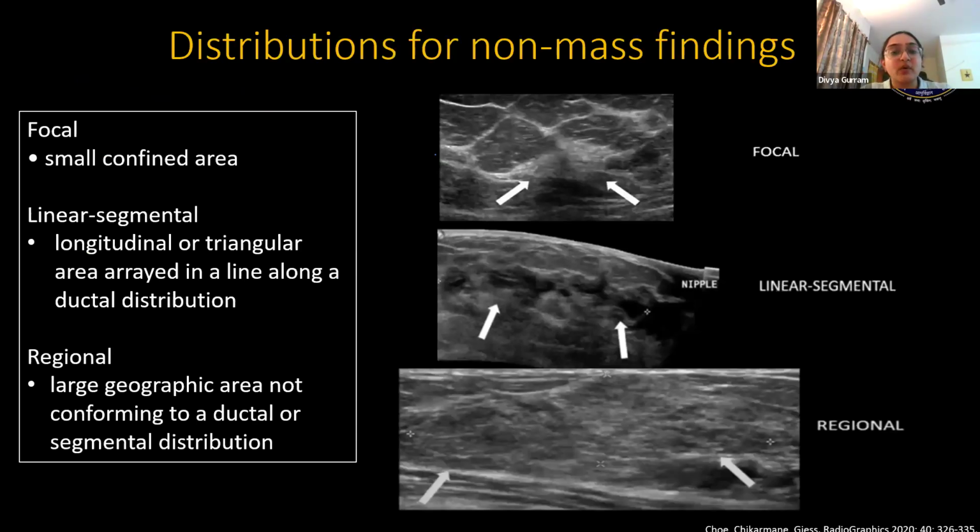And as I've spoken about in various classification systems, the distributions can vary. They may present as focal, small, confined areas, as seen in this illustration on the top, where we have a predominantly hyperechoic irregular area confined to a small breast tissue. And we have the linear pattern, where it is a longitudinal area, or the segmental pattern, which is a triangular area arrayed in a line along the ductal distribution. Segmental distribution is the most sensitive and specific pattern, especially for DCIS, and it suggests the deposition of calcifications along a duct and its branches. And we also have regional distribution, which is a large geographic area not conforming to a ductal or segmental distribution.